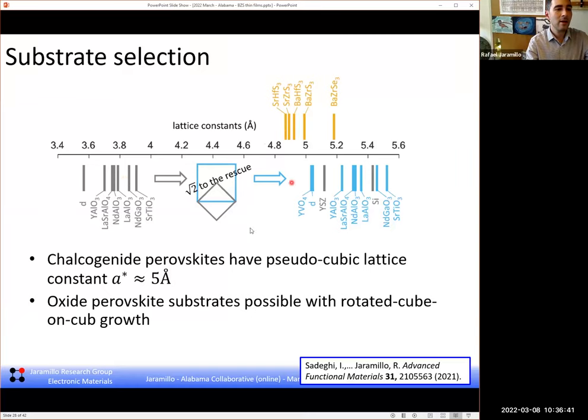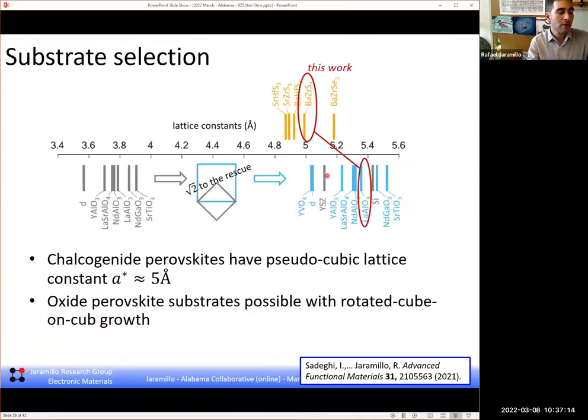So we hypothesized that we'd be able to get this sort of 45 degree rotated epi. Root two to the rescue, right? Sort of grow along the hypotenuse. I take the green lines and multiply by root two, and I get the light blue lines. That suggests some substrates that we can use. So for this particular work, we're looking at barium zirconium sulfide on lanthanum aluminate. Still a pretty significant lattice constant mismatch, but that's what we're doing.